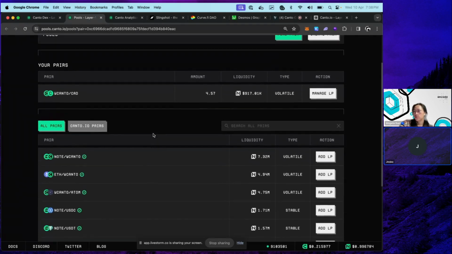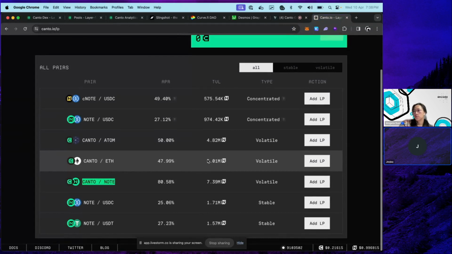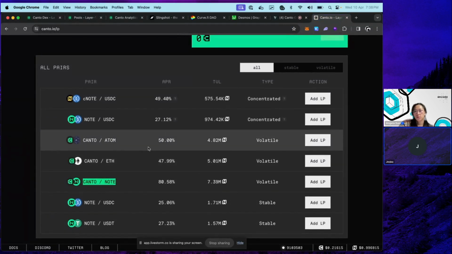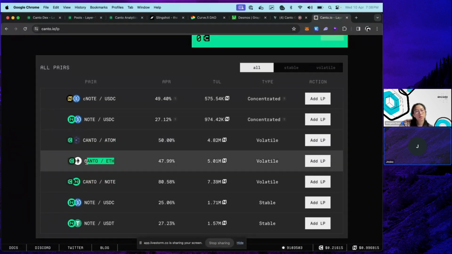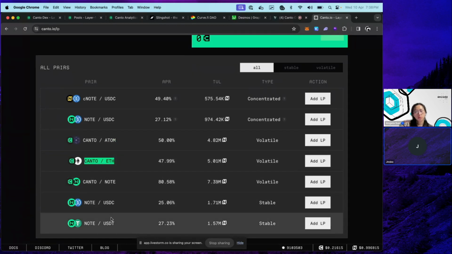Now, officially from Canto's side, there are five major pools. We have Canto Atom, Canto ETH, Canto Note, Note USDC, and Note USDT, right? But we just discussed that there is no fee for swapping. So this begs the question: how does one get incentivized to put LP in it, right?